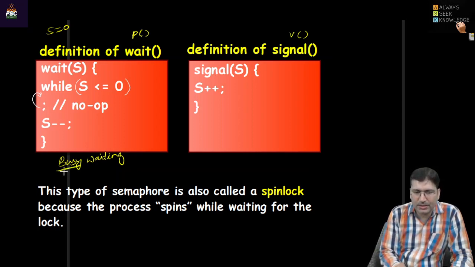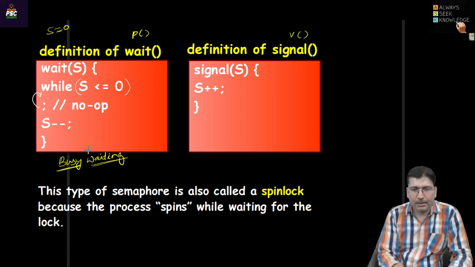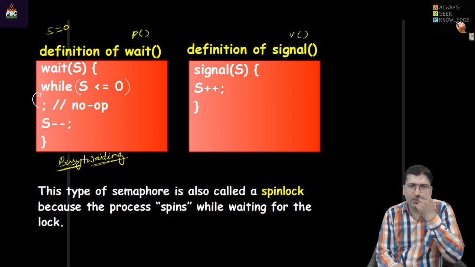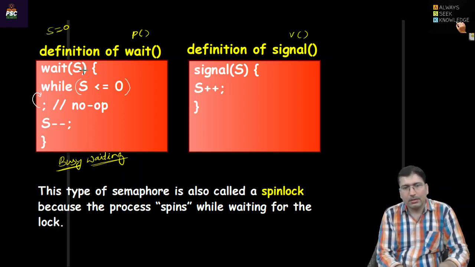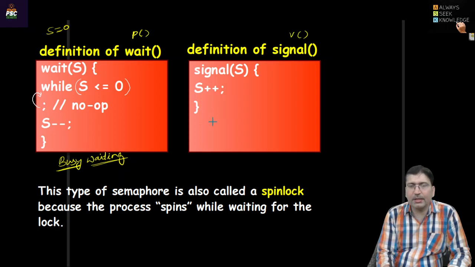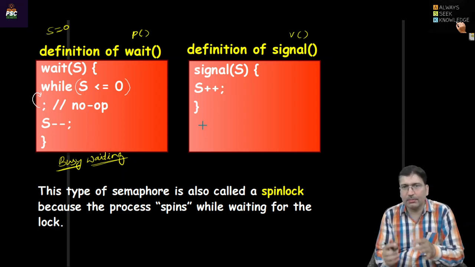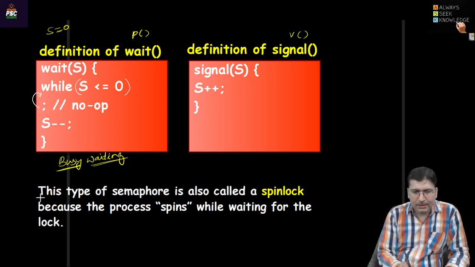The process is busy doing something, but ultimately it is waiting for some particular event to happen. The process is waiting for the value of this semaphore variable s to increase from 0 to 1, right? So to deal with this situation, this operation and the definition of the semaphore variable have been modified. This type of semaphore is also called a spin lock.